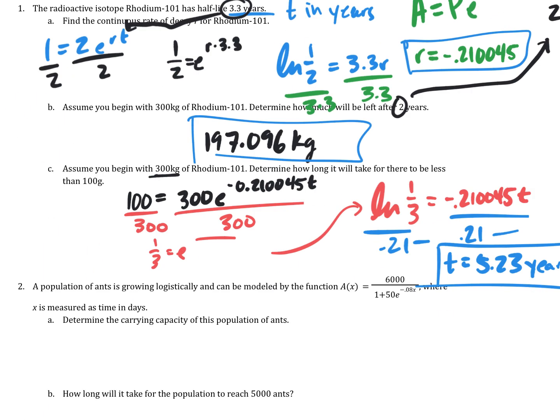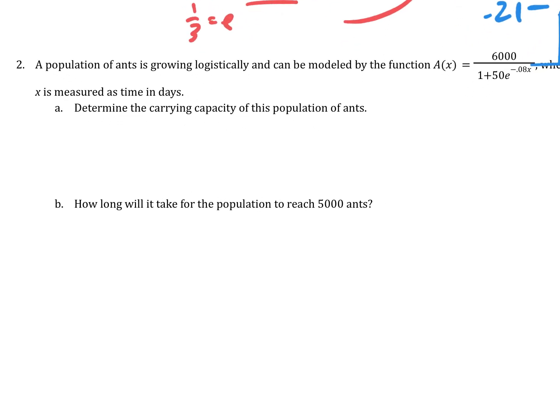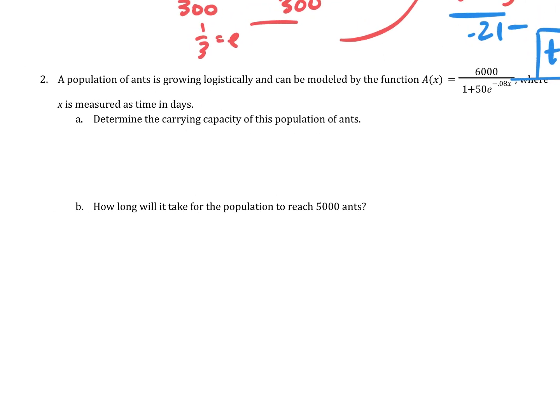Okay, number 2. Number 2 says a population of ants is growing logistically and can be modeled by the function, where x is measured as time in days. So that's kind of an important one. Determine the carrying capacity of the ants. Well, it's just the numerator, so c is equal to 6,000. How long will it take for the population to reach 5,000 ants? So we're going to set that output equal to 5,000, and we solve the equation.